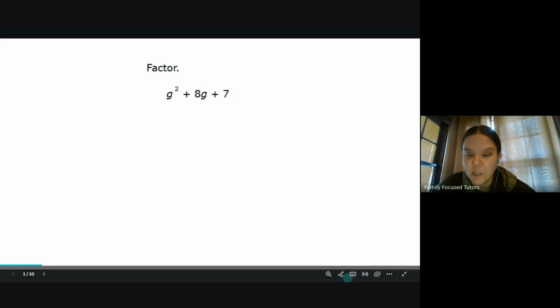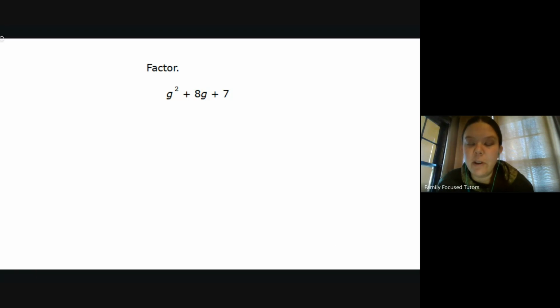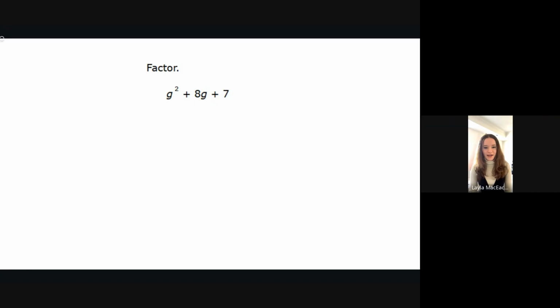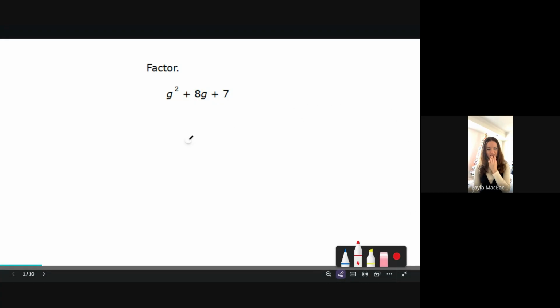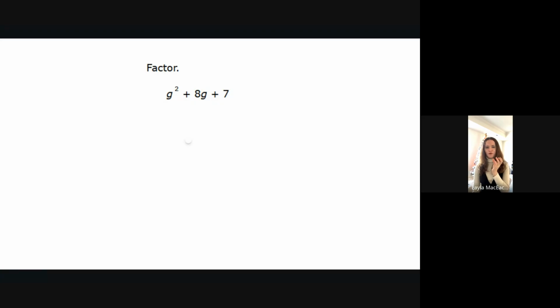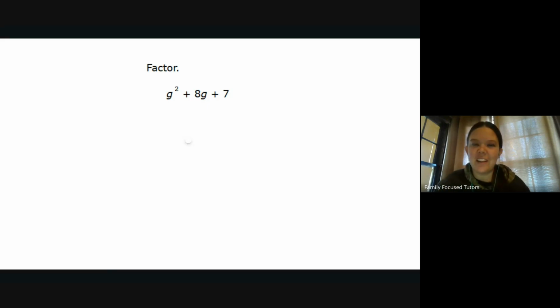So for this one, we're going to factor this. So this is just review. So how do we factor this? Well, 8 can be divided into 4 twos, but there's no other, so we're going to do this as a polynomial, so we're going to factor this.